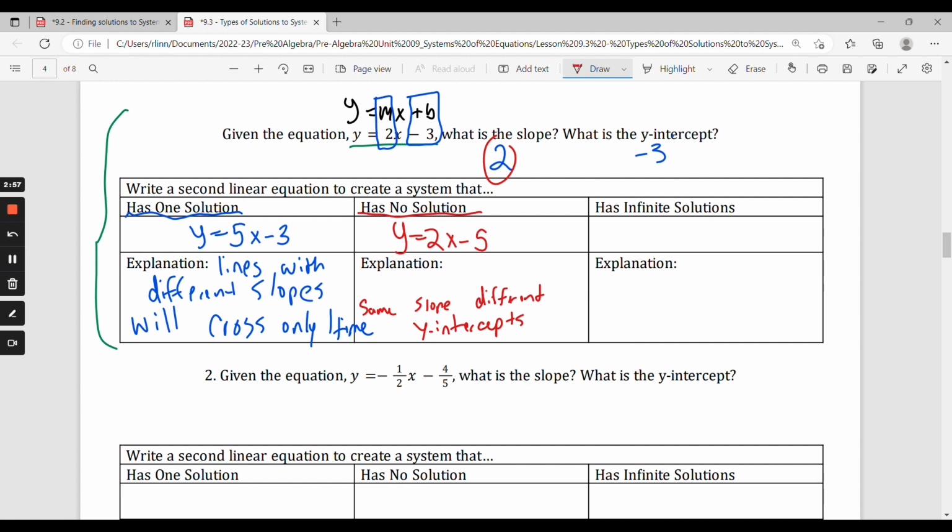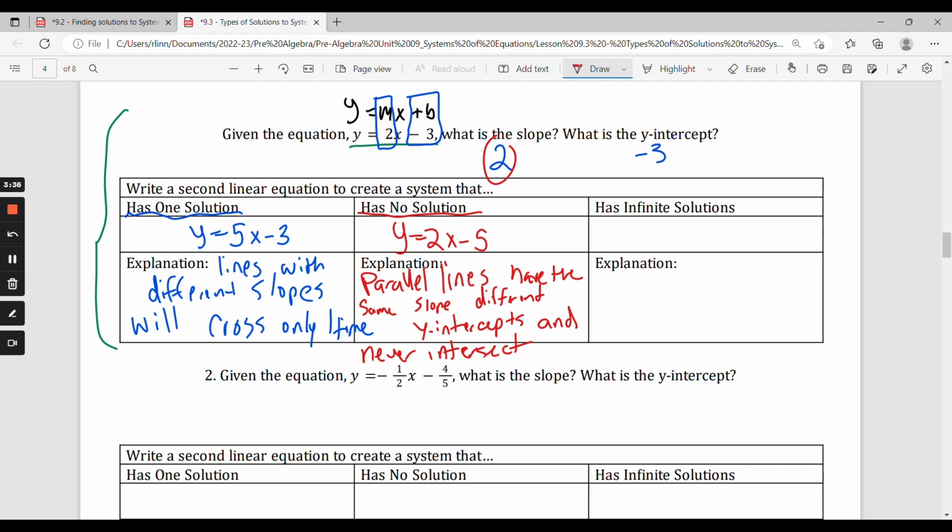And we know this in our explanation. We can say that this has no solution because parallel lines have the same slope and different y-intercepts and never intersect. Parallel lines have the same slope and different y-intercepts and never intersect.